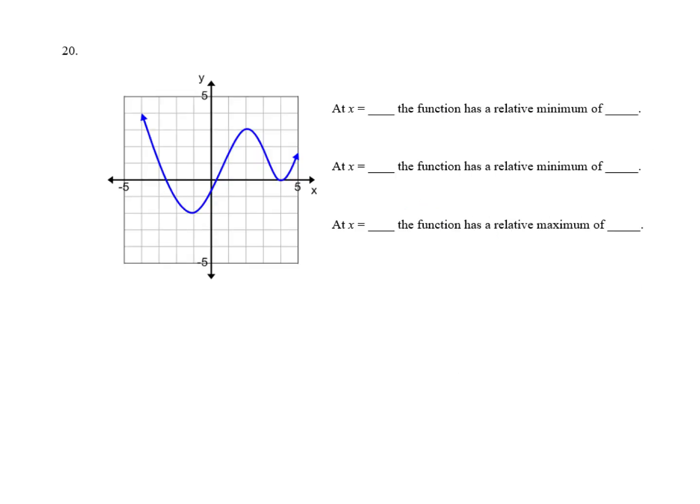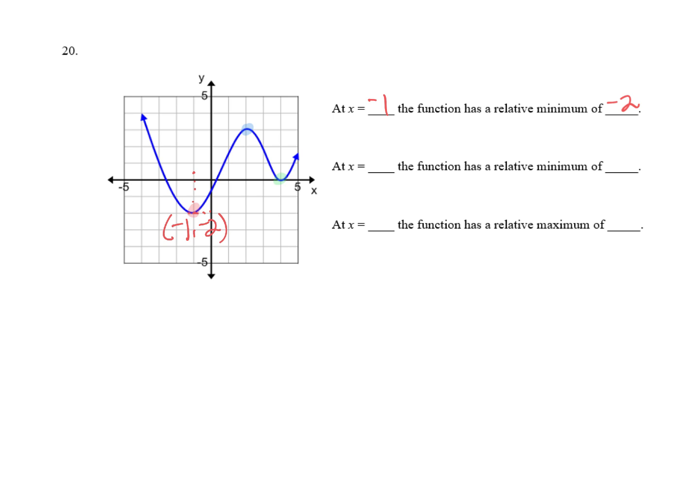So let's do another one. Let's identify where our points are. We have a relative minimum here. We have a relative maximum here. Then we have another relative minimum here. Let's start on the left with that first one. We have a relative minimum. Where is the relative minimum? Well, the relative minimum is at x equals -1, and it has a relative minimum value of -2 because that point is -1, -2.